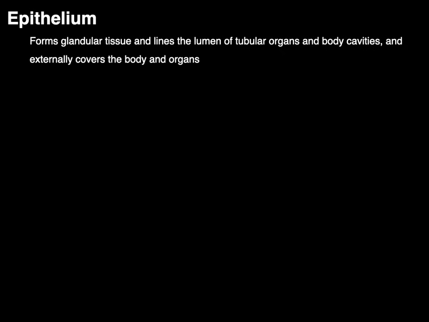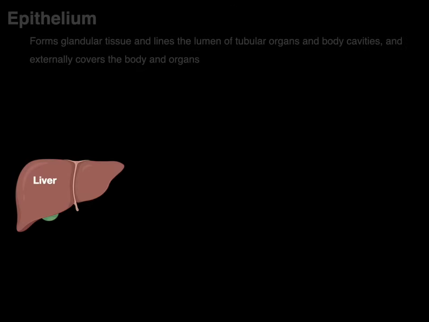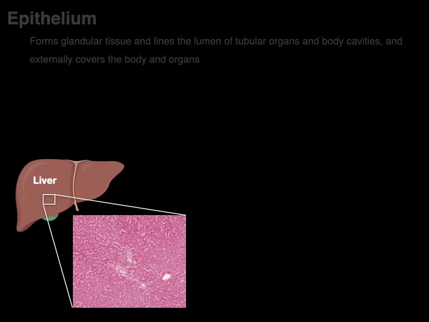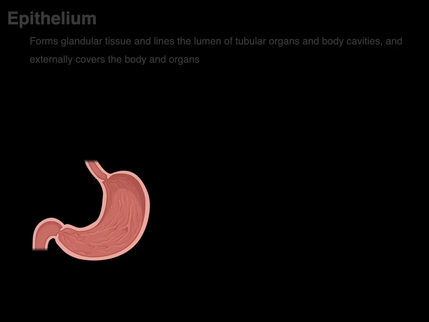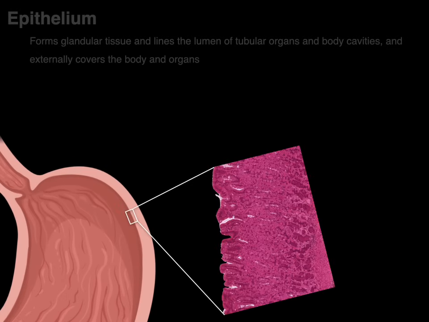Now, epithelium forms glandular tissue and it lines the lumen, the hollow part of tubular organs and body cavities. It also externally covers the body and organs. So here's a liver, and that's epithelial tissue because the liver is a gland. Here's the pancreas, both exocrine and endocrine glands. You see all those purple dots? All those are epithelial cells. And what about this, the inside lumen of your stomach? There is a bunch of epithelial cells like that. It's lining the lumen of tubular glands in this case. So glandular tissue, liver, and this is lining tubular glands.